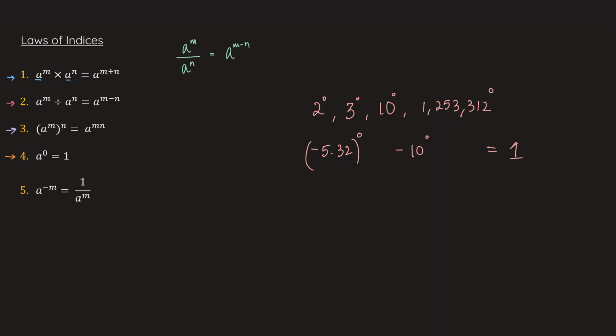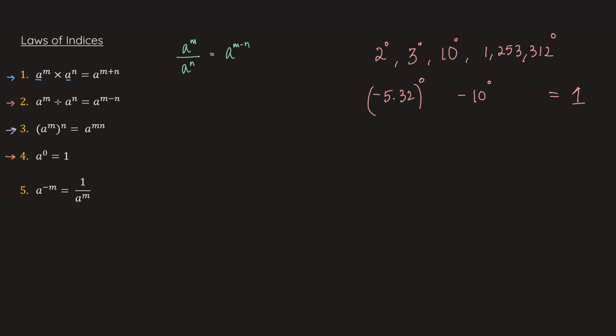Now, the question is why? Why is a number raised to a power 0 equals 1? And how is that possible? What is the logical argument behind it? So to answer that, let's list the powers of 2. 2 to the power 1, that is 2. 2 to the power 2, that is 4. 2 to the power 3, that is 8. 2 to the power 4, that is 16. And 2 to the power 5, that is 32. And it goes on like that downwards.